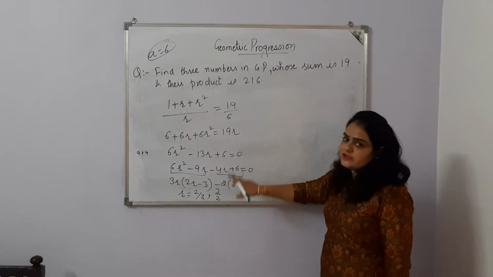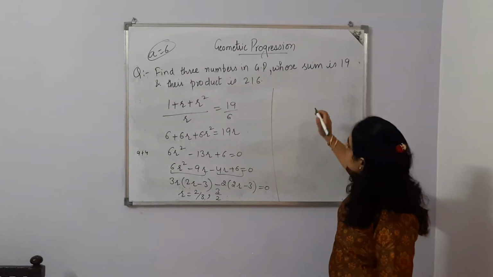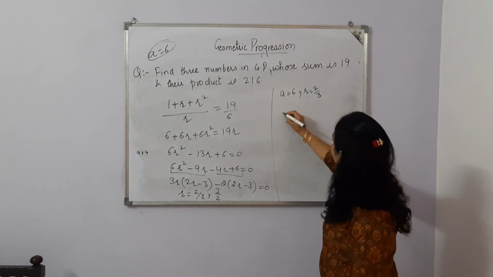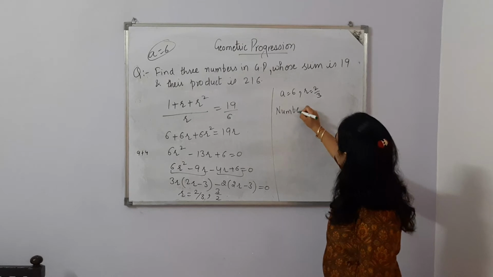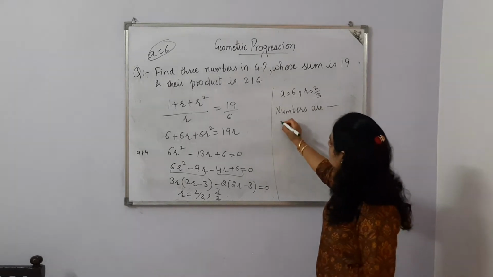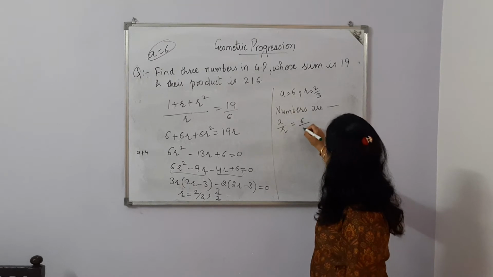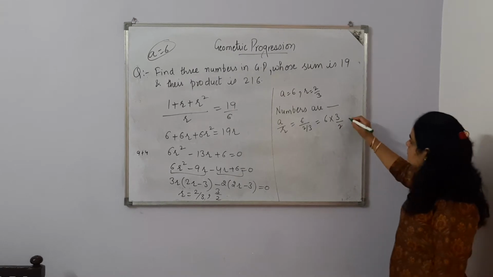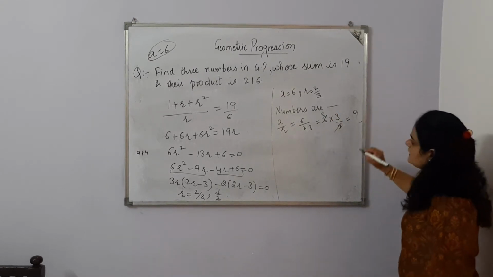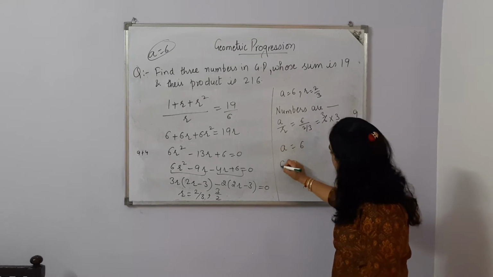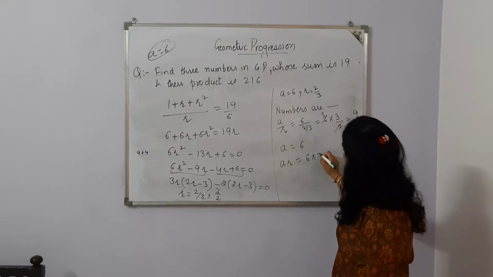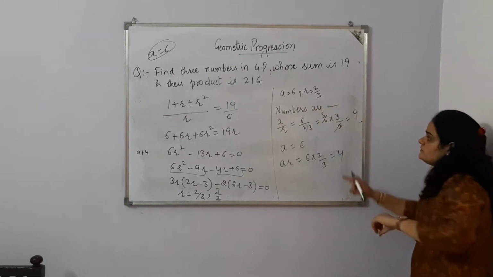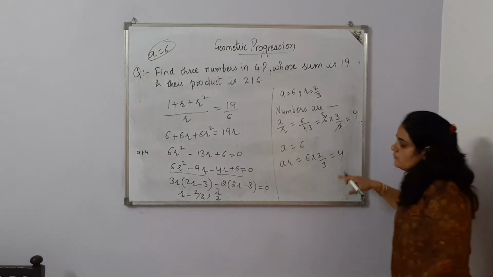Now we have the value of r, and we have the value of a, which is 6. So can we find the numbers? a is equal to 6 and r is equal to 2 by 3. The numbers are a by r, 6 upon 2 by 3, plus 6 into the reciprocal of 2 by 3, which is 3 by 2. 2 threes are 6, it is 9. Then ar is 6 into 2 by 3, which is 4. Now if a is equal to 6 and r is equal to 2 by 3, the numbers are 9, 6 and 4.